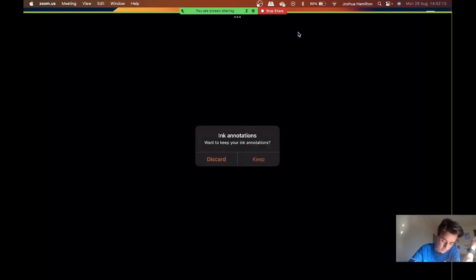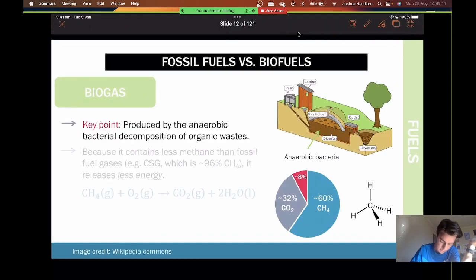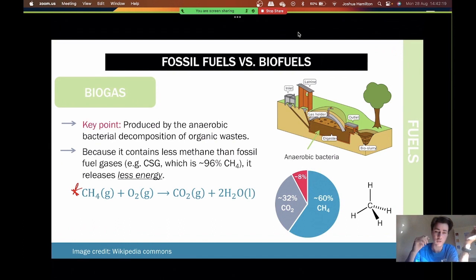This here is probably important, but you can figure that out from your own knowledge. You can be asked to draw the combustion reaction of methane. That's pretty straightforward. You can do that. The really important point here is that it's produced from anaerobic bacteria decomposition of organic waste. It's important you know that. That's the rote learning part of this that you need to know. So please do know that.